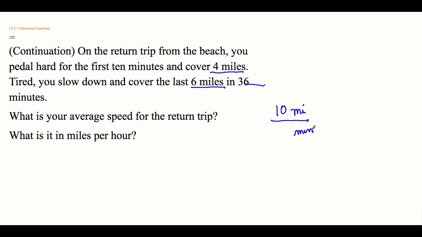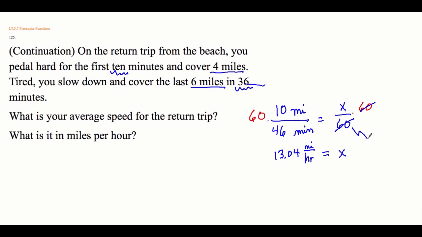Well, you've gone a total of 10 miles, or 6 plus 4. And the minutes, well, you've got 36 and you've got 10, which is 46 minutes. So 10 miles per 46 minutes. What is that in 60 minutes? Again, we'll multiply both sides of this equation by 60 so that we get the x by itself. And when you do this, you end up with x is equal to 13.04 miles per hour. Notice that 60 minutes is 1 hour, so miles per hour is my units.